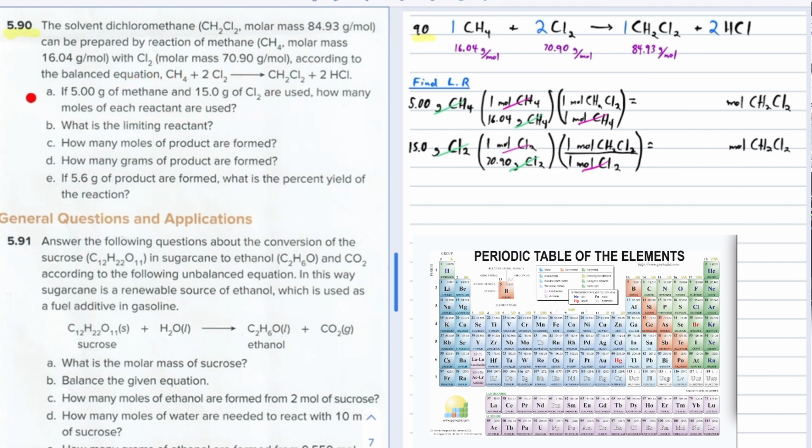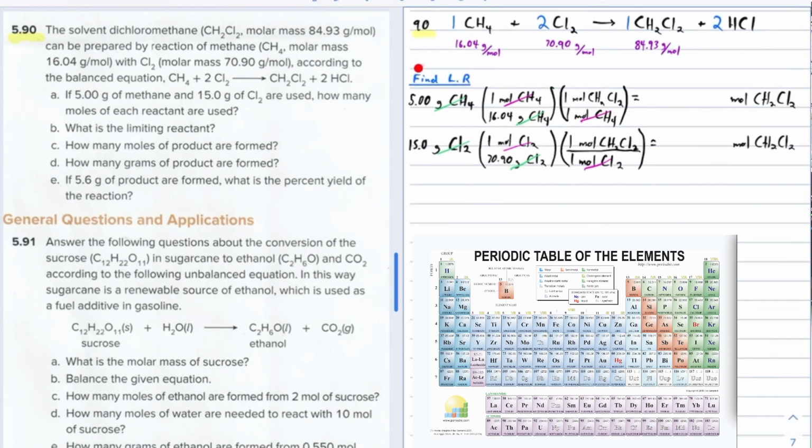What I'm going to do is to first determine the limiting reactant using the method that I outlined in the lectures and also in the previous couple problems. And then once we know the limiting reactant and the amount of product that's formed, we're going to be able to come back and answer A as well. So we're going to do B and C first, and then we'll come back and answer A. So let's first find the limiting reactant.